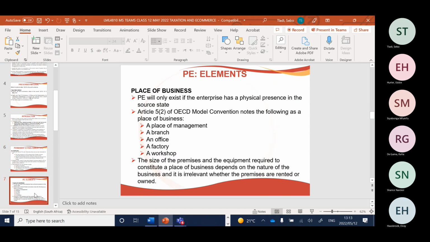The elements of a PE are that it will only exist if the enterprise has a physical presence in a source state. Article 5.2 of the OECD Model Convention notes the following as a place of business: a place of management, a branch, an office, a factory, or a workshop. The size of the premises and the equipment required to constitute a place of business depends on the nature of the business, and it is irrelevant whether the premises are rented or owned.